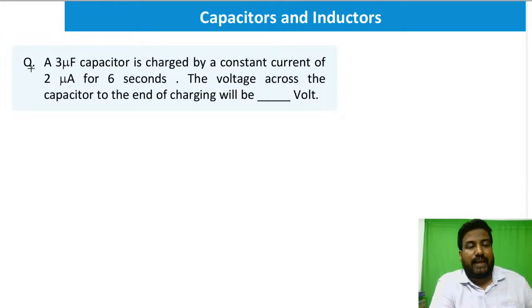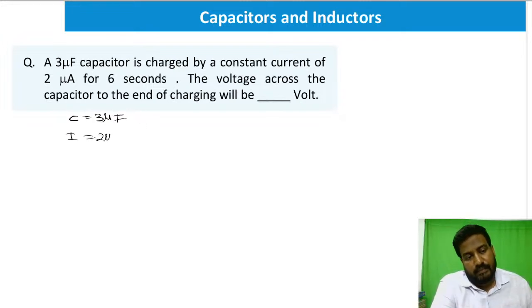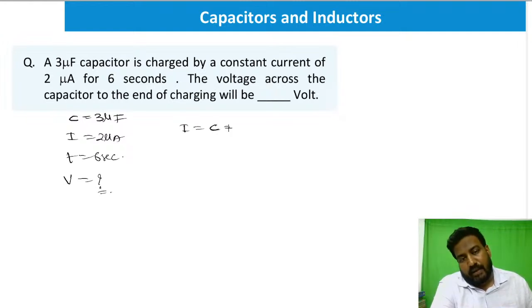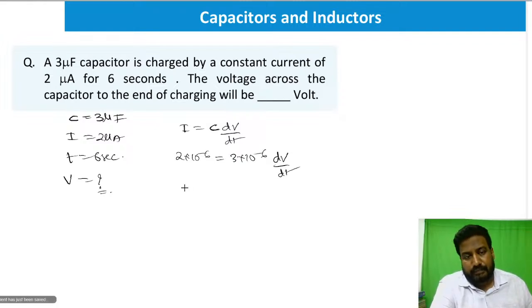Next one. A capacitor of 3 microfarad is charged by a constant current of 2 microampere for 6 seconds. The voltage across the capacitor is dash. We know I is equal to C into dV by dt. I is 2 microampere, 2 into 10 power minus 6 ampere. Capacitance is 3 into 10 power minus 6 into dV by dt.